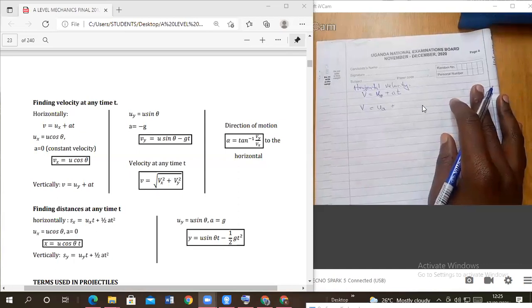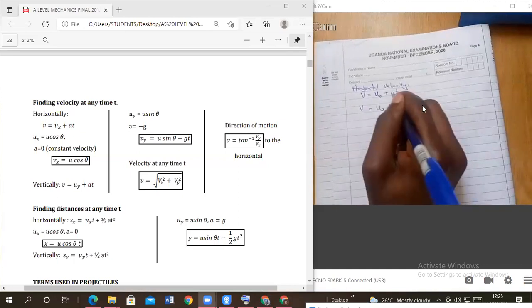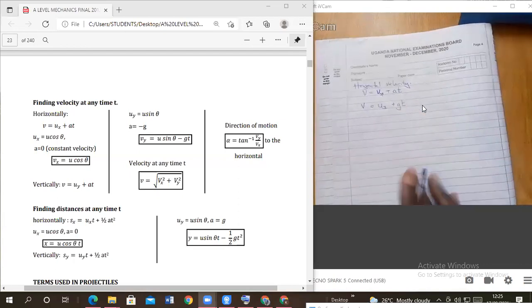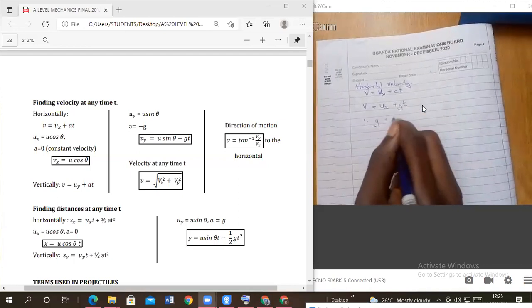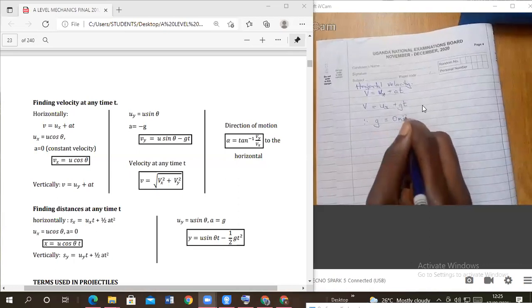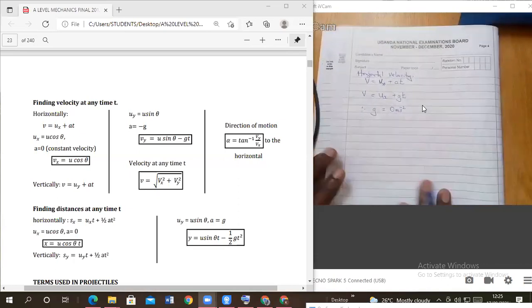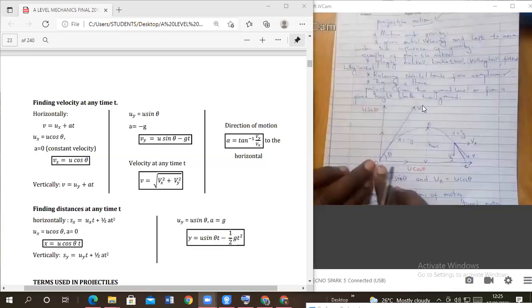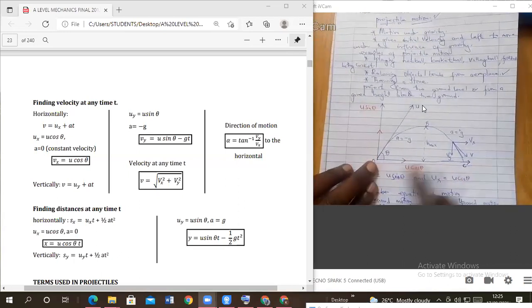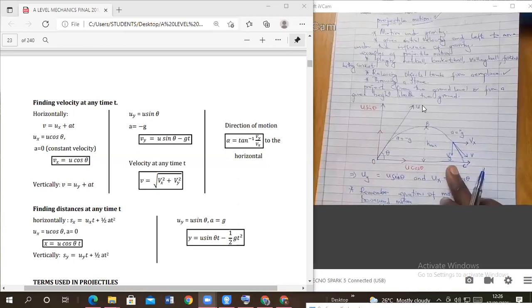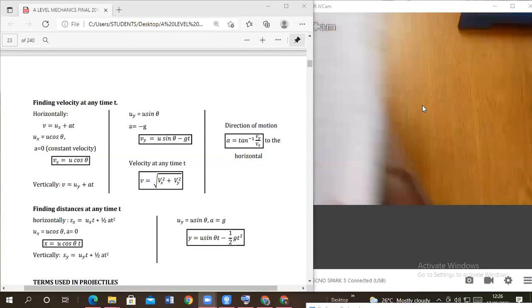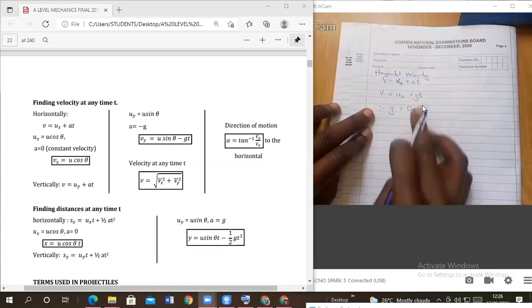So when the body is moving horizontally, our gt will be equal to 0 meters per second squared, because it's under horizontal motion. There's no acceleration due to gravity when the body is moving horizontally. Acceleration is only experienced when a body is moving either vertically upward or vertically downwards. So in horizontal motion, the acceleration due to gravity will be zero.